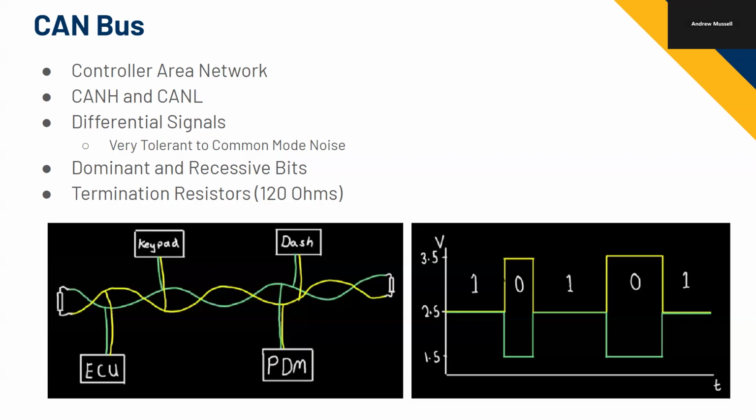It communicates with dominant and recessive bits. As you can see over here, a 1 is a recessive bit, and they'll both sit at 2.5 volts, and then CAN bus will pull them apart. So for a 0, it'll send a dominant bit, pulling the lines apart to 3.5 and 1.5. Sometimes those values shift a lot depending on what transceiver you're using to drive the bus. And it has termination, which we can see on the left diagram, of 120 ohm resistors on both sides.